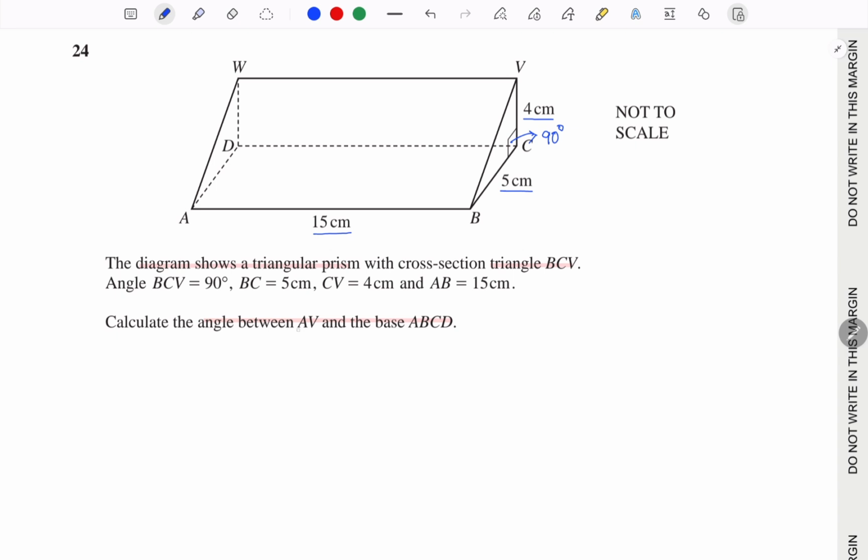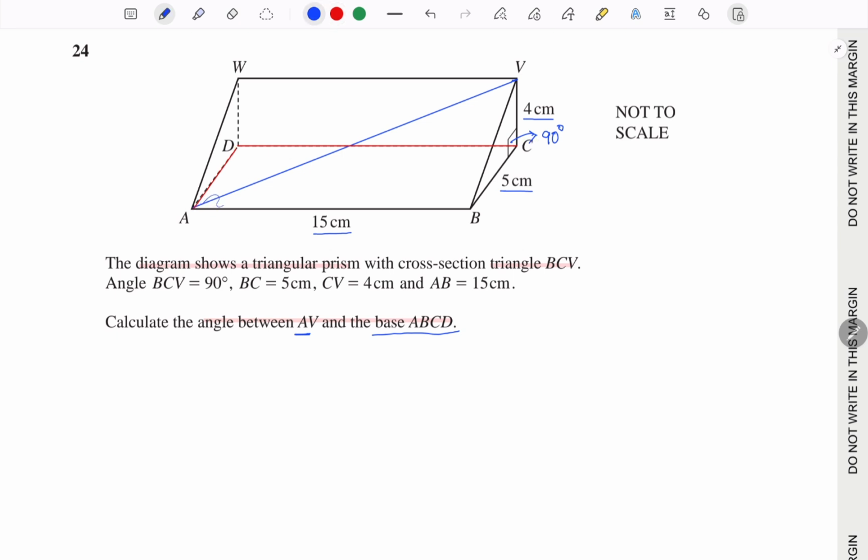And we need to calculate the angle between AV and the base. AV, we need to draw this one first. Okay, let's draw AV here. I have drawn AV. This is the line AV with the base ABCD. Okay, so this one is the base actually, ABCD. I will draw this ABCD. This is the base, and we need to find the angle with the base.